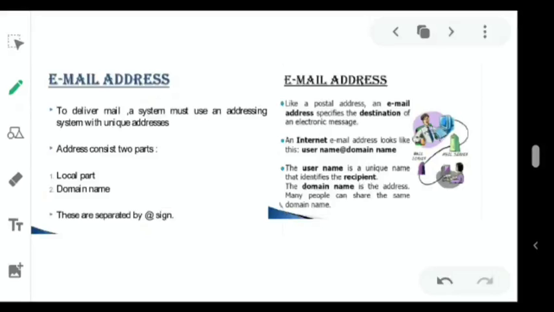Now coming to what is an email address, and that in the To part and the From part, an email address is also incorporated. So what is an email address? To deliver a mail, a system must use an addressing system with a unique address. So an address contains 2 parts. One part is the local part, another is the domain part. They are separated by this @ sign. The local part is whatever ID you are creating, and the domain name comes after the @ part.